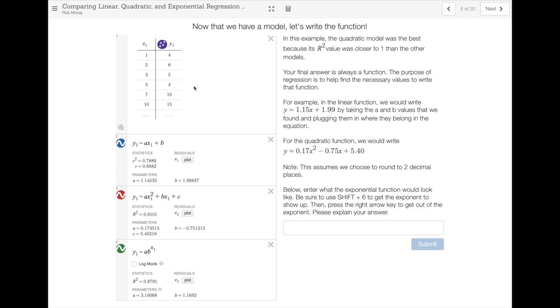So here's an example. Let's say I plug in this data. So I want a function that looks like y equals mx plus b. So I type it in just like this.